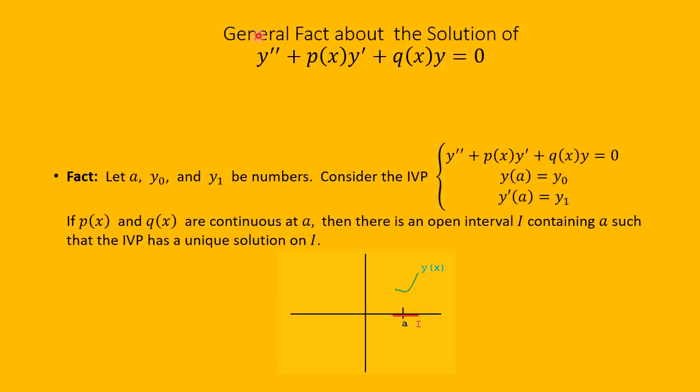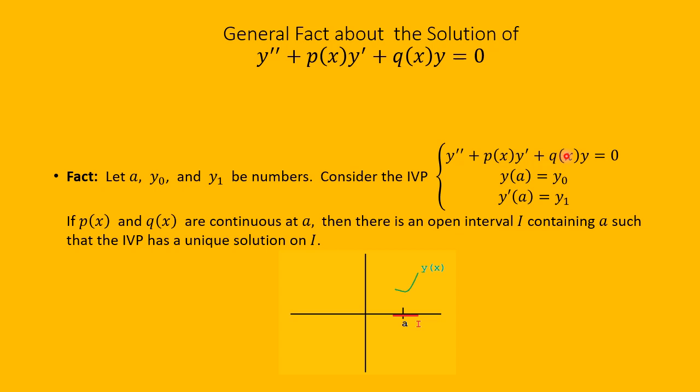Let's talk about a general fact concerning this homogeneous linear differential equation: y'' + p(x) y' + q(x) y = 0, the zero function on the right. Let's look at this initial value problem for this fact.